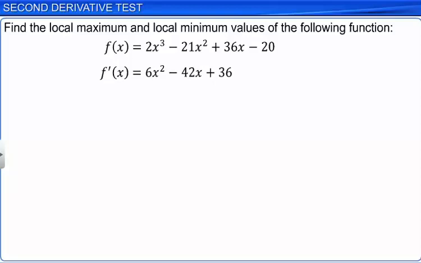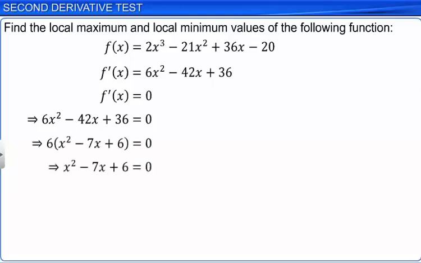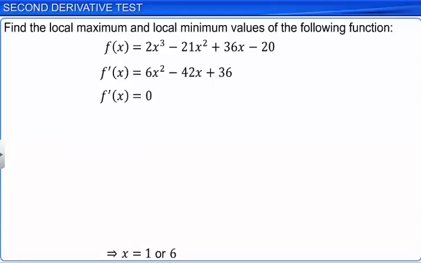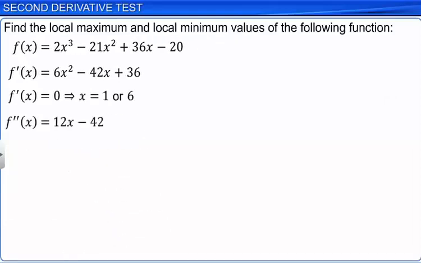On simplifying, we get the equation as x squared minus 7x plus 6 is equal to 0. Solving the equation, we get the values of x as 1 and 6. Now, we will find the second derivative. The second derivative of f is equal to 12x minus 42. The value of the second derivative of the function at x equal to 1 is minus 30. This shows that the second derivative of f at 1 is negative.